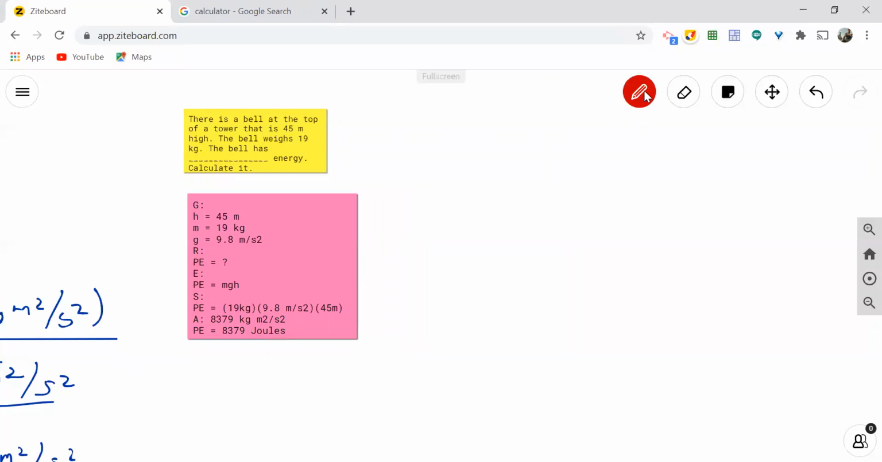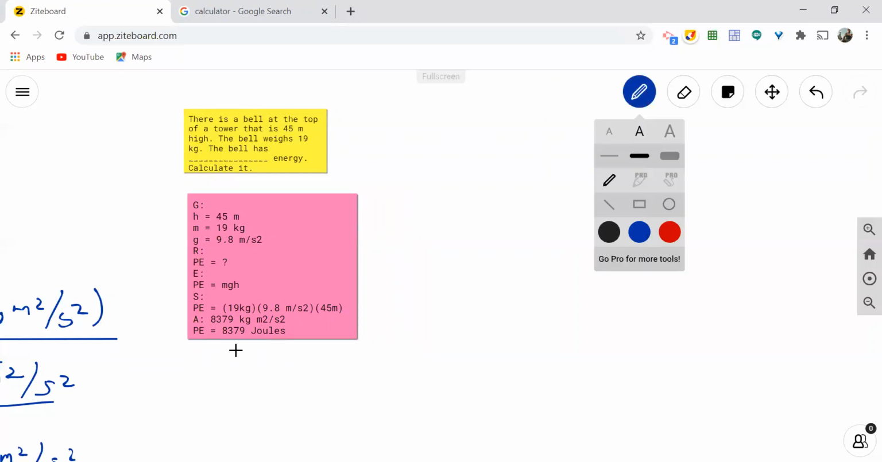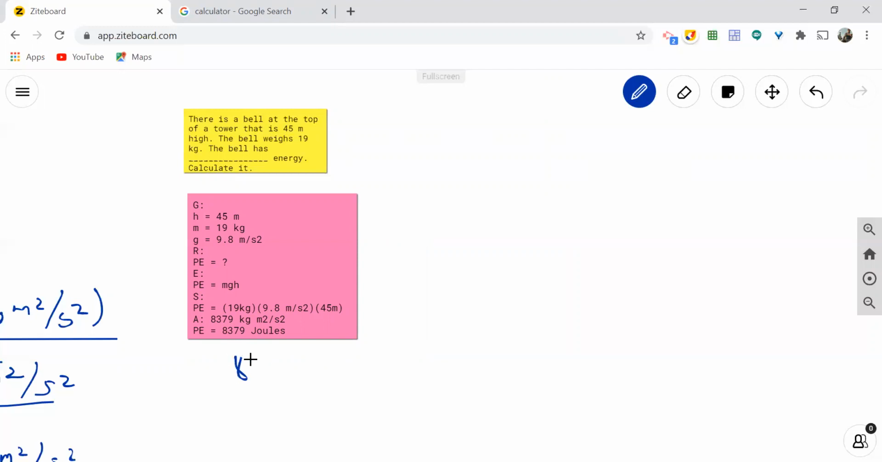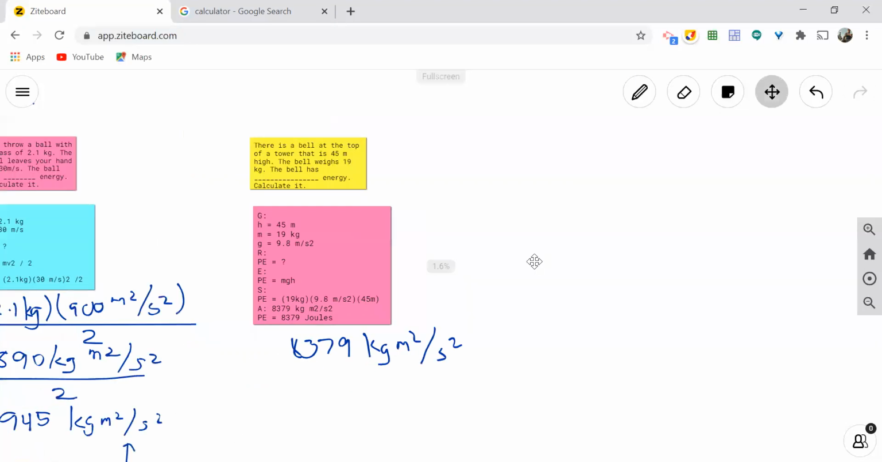So for us to write it down here, we have 8,379. Para makita natin, that is exponential yung ating numbers dito. Meter squared and also second squared, or simply 8,379 joules. So that is correct.